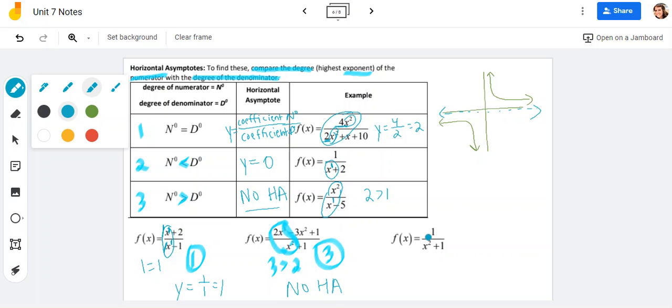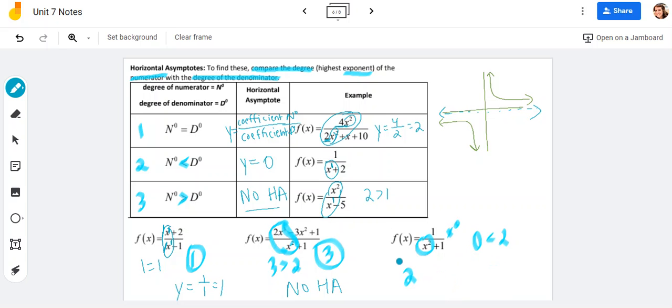And then last but not least, in our last example, we've got no x term in the top, but we've got x squared in the bottom. This is bigger. It's like having a 0 degree up here. 0 is less than 2. So we're going to be dealing with scenario number 2 here, meaning that our asymptote is at y equals 0.